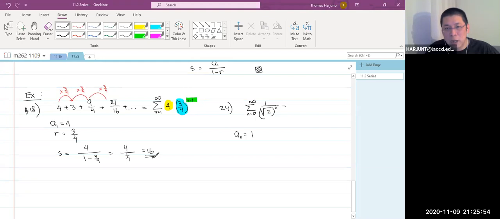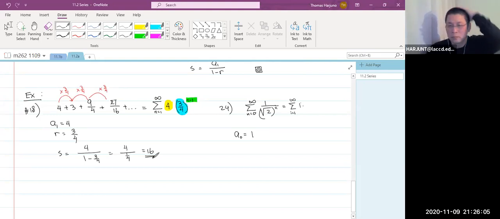And notice that I can rewrite it this way. This is from n equals 1 to infinity. The first term is 1, and the ratio is 1 over radical 2. Okay, so you see the ratio is 1 over radical 2.